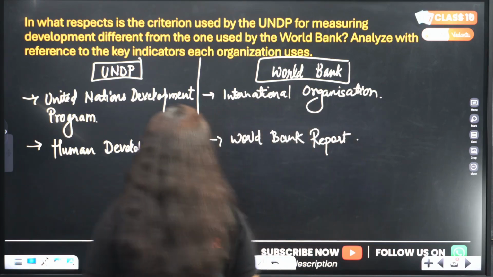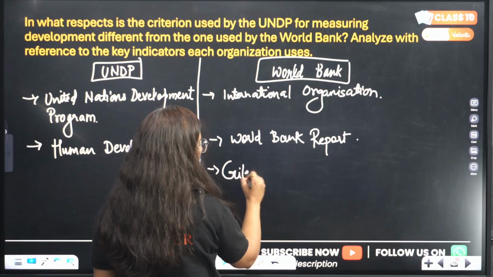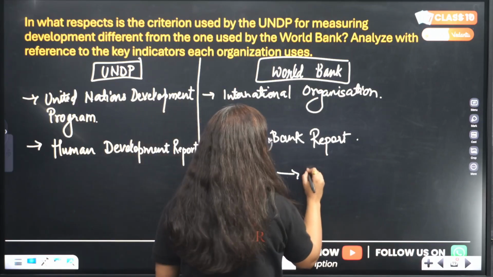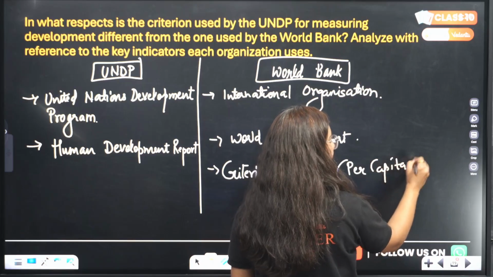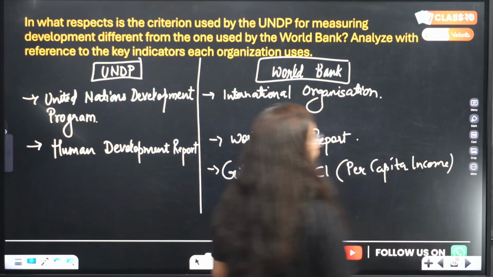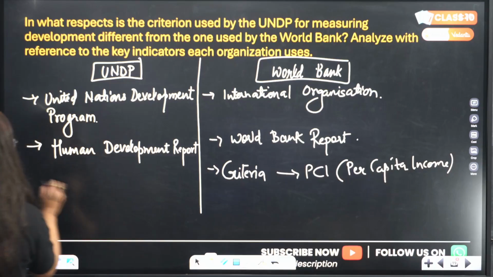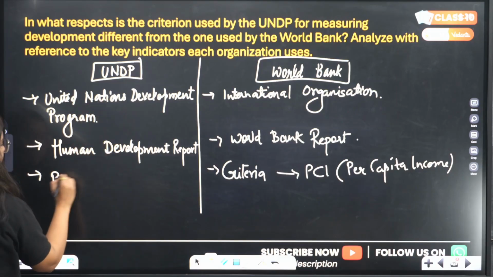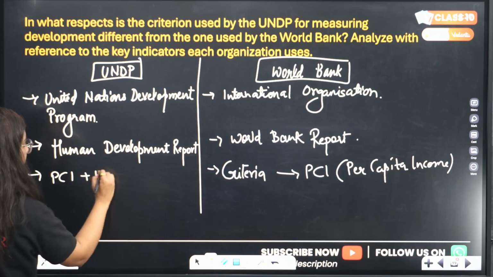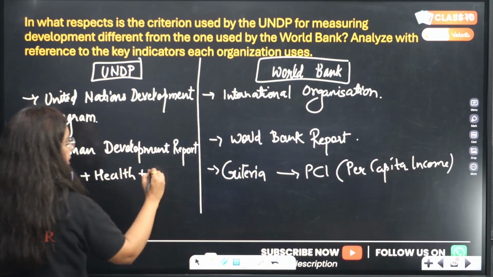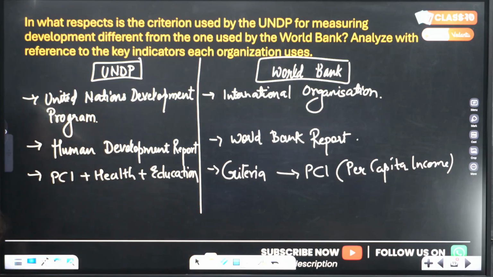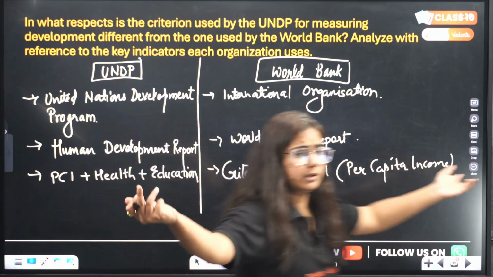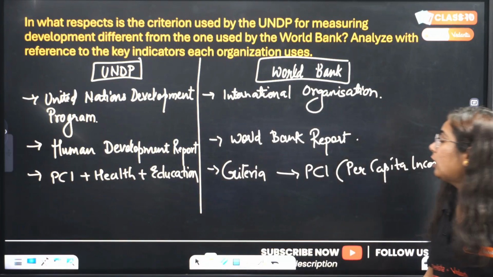Going good. The criteria used by World Bank for this report is basically PCI, that is per capita income. However, the criteria used by UNDP is PCI, per capita income, plus health plus education. Health plus education. So you can figure out the difference between the two easily, but we are not done yet.